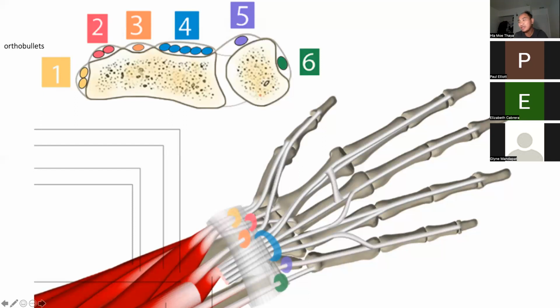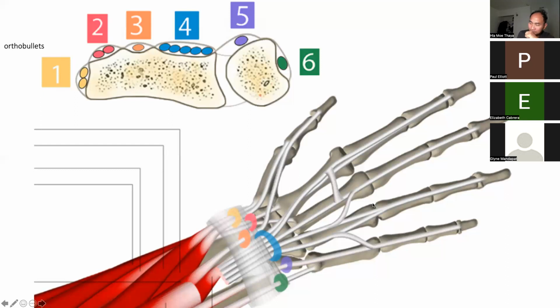Okay, so it is going to here. And this purple color, number 5, only one, which we can see here, it is going to the little finger. And if you look at the blue tendon grooves, it is going to all the tendons of the digits, the fingers.